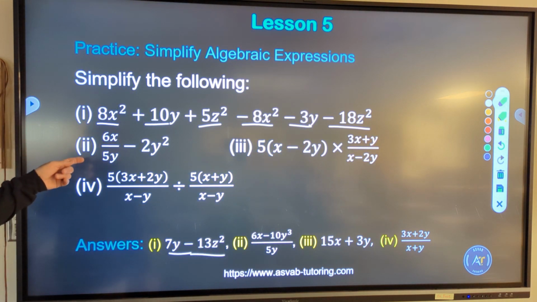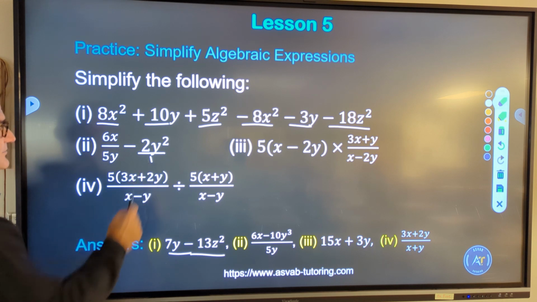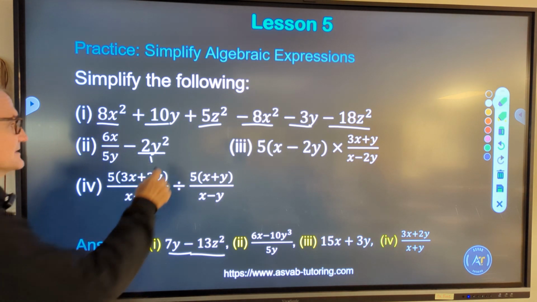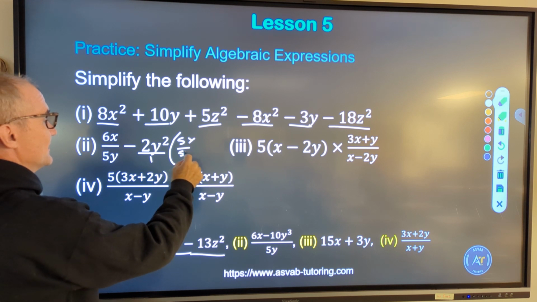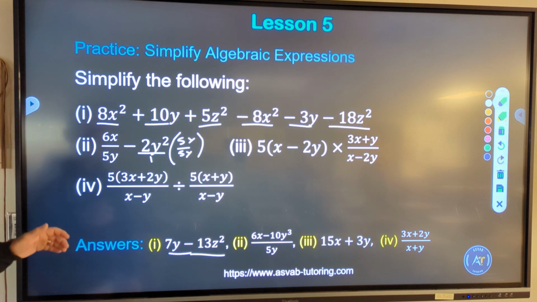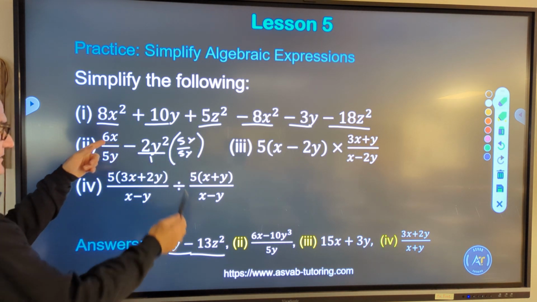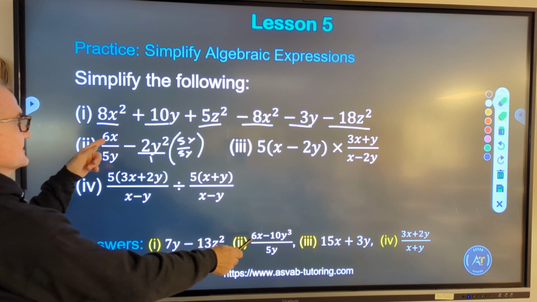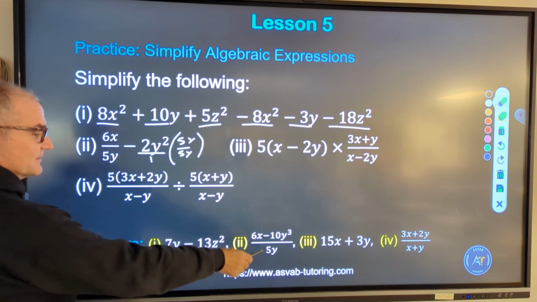Number 2 right here, this is a little more complex, but it's a fraction, addition, subtraction, it's over 1. I have to have that common denominator of 5y. I multiply by 5y over 5y. Now that I got that common denominator, I can multiply them. So here I have 10y to the third. So I have 6x minus that 10y to the third over that common denominator of 5y.